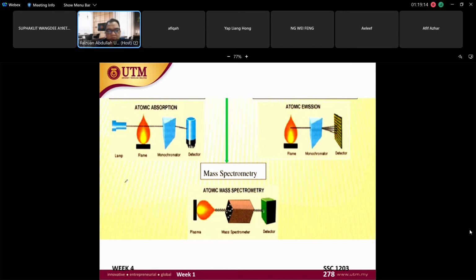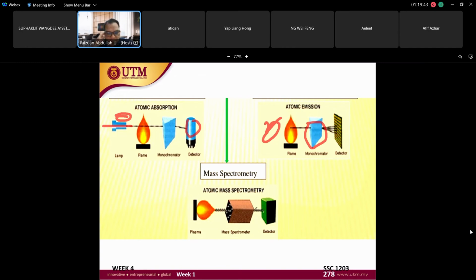As you can see, for AAS we have the light source. For AES we don't have a light source, just measuring the emitted light from the sample that has been atomized, from excited state to ground state. But for AAS, the absorption of energy for the atoms to be excited from ground state to excited state is being measured. A detector will detect the loss of energy from the radiation source. That is how AAS and AES differ.